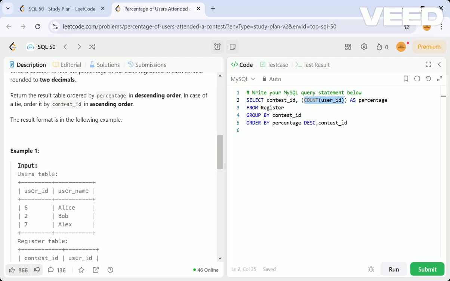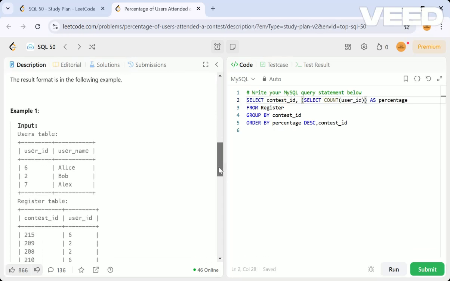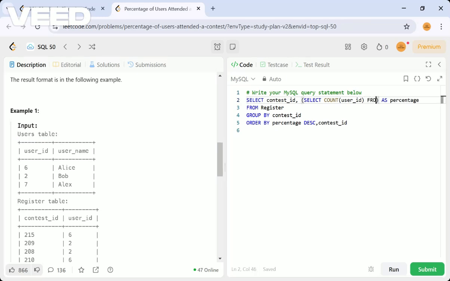So everything we have to write as a subquery, right? To get the count of users we need a subquery, because user id is not present here. We have to get users, which are not related to contest, from the users table, right? To get from the users table we first select, right? We have to select the count of users from the users table. So we are getting the count.